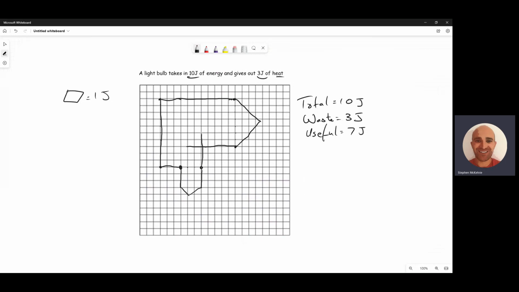Drop up from waist. Label it. And because there's no specific energy given, I'm just going to say total energy. I can say 3 joules of heat. And I can say 7 joules of light energy. Okay, that's us done.